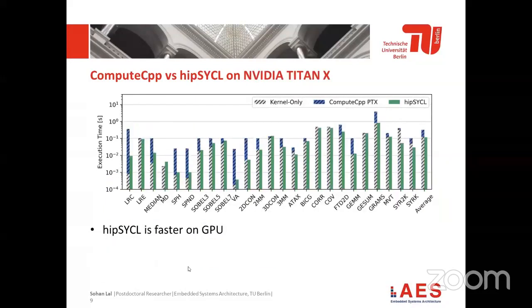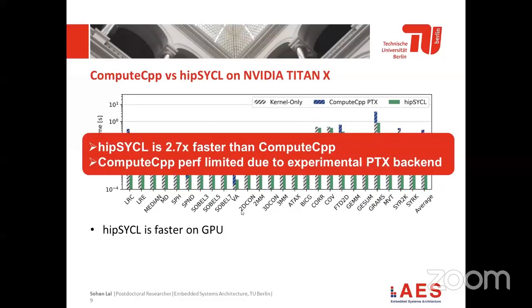This figure shows compute CPP versus HipSQL on NVIDIA Titan X. The figure shows that HipSQL outperforms compute CPP on GPU. On average, HipSQL is about 2.7x faster than compute CPP, and we think that the compute CPP performance is limited again due to the experimental PTX backend.